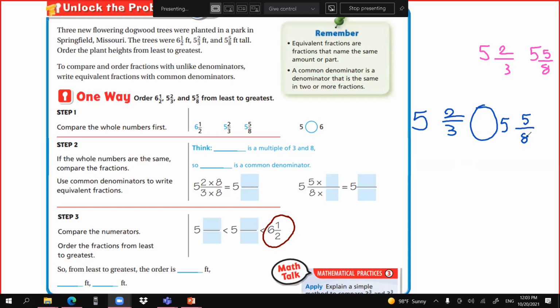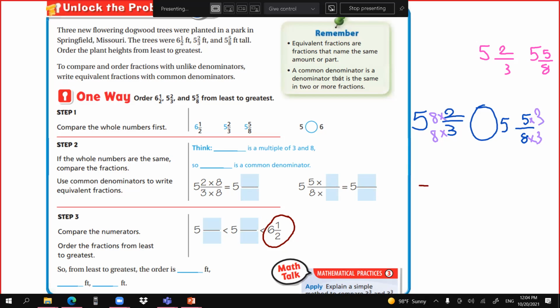How can I compare between them? I have to multiply the 3 by 8 and the 8 by 3. In this case, they have the same denominator. Then next, if I multiplied the denominator by 8, I must multiply the numerator by 8. And here is the same. If I multiplied the 8 by 3, I must multiply this 5 by 3 too.